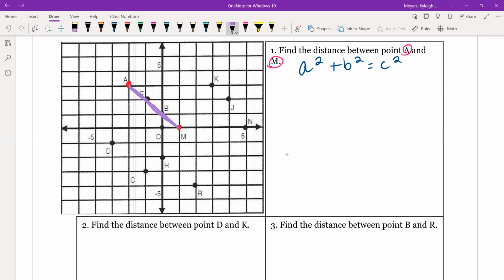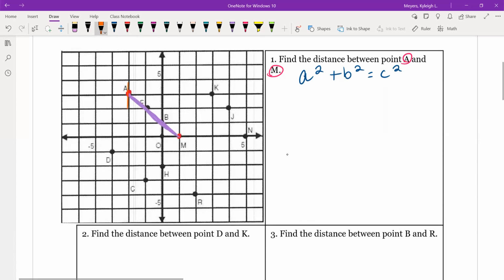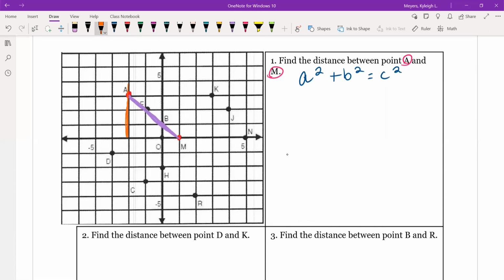But we don't have any information. So because we can't figure out the diagonal, it's not just like counting boxes. We have to go down boxes. And how many boxes did I go down? I went down 3 boxes. We have to go right to connect. Also 3 boxes. So now, is this a triangle? Yes. And what am I trying to find? My hypotenuse. So I have an A that's a 3 and a B that's a 3.